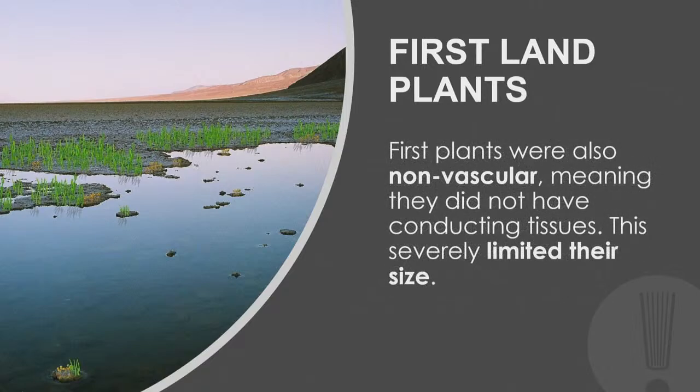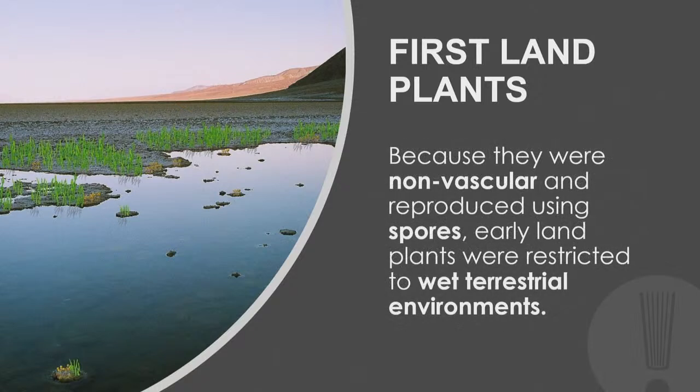They're also non-vascular, meaning they did not have the conducting tissues that vascular plants have nowadays, which are able to take water and nutrients from the soil and transport them to the leaves. That severely limited their size. So at this time, plants are still pretty tiny. Because they were non-vascular and reproduced using spores, they were pretty restricted to wet terrestrial environments.